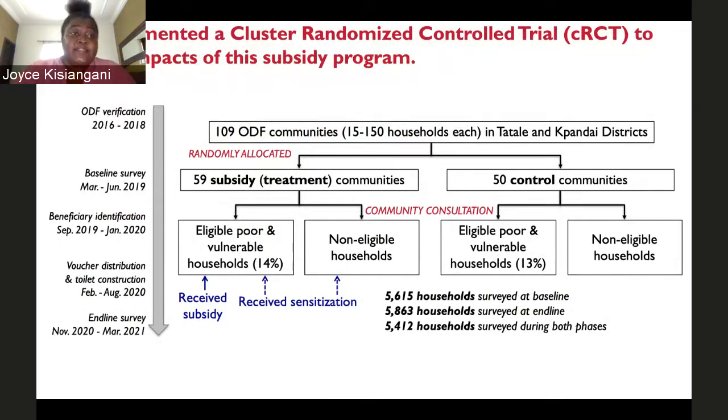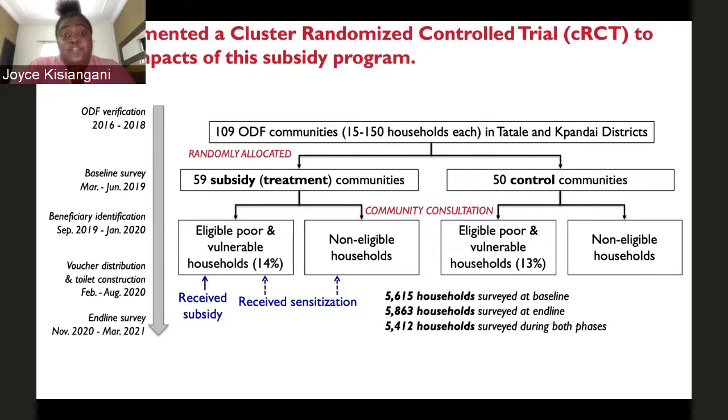So to evaluate the impact that the subsidy had on sanitation outcomes, we conducted a cluster randomized control trial within 109 open defecation-free communities in northern Ghana. In 59 communities, we implemented the targeted support. So this is our treatment communities, and 50 communities were our control communities.